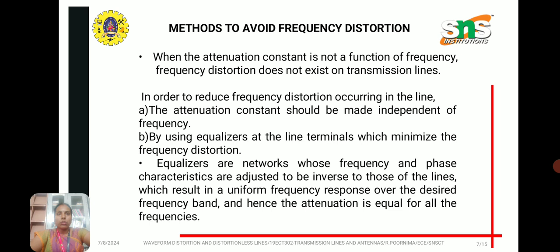Methods to avoid the frequency distortion. When the attenuation constant is not a function of frequency, frequency distortion does not exist on transmission lines. In order to reduce the frequency distortion, the attenuation constant should be made independent of the frequency, and equalizers can be used to minimize the frequency distortion. Equalizers are networks whose frequency and phase characteristics are adjusted to be inverse to those of the lines, resulting in a uniform frequency response over the entire band. Hence the attenuation is equal for all frequencies.